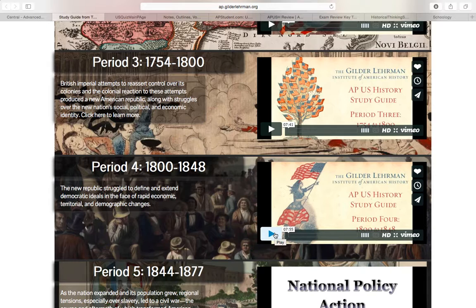Not only does it give you a little bit of an overview of the time period, but like I said, it gives you the people, places, and events that they feel are most important and that you should probably be focusing on as you prepare for your exams.